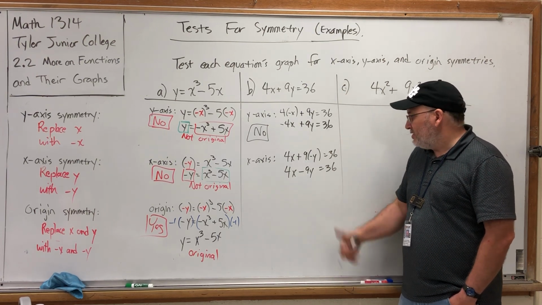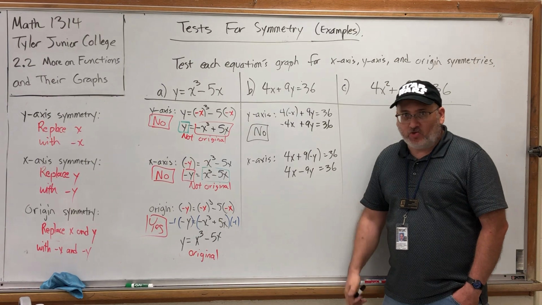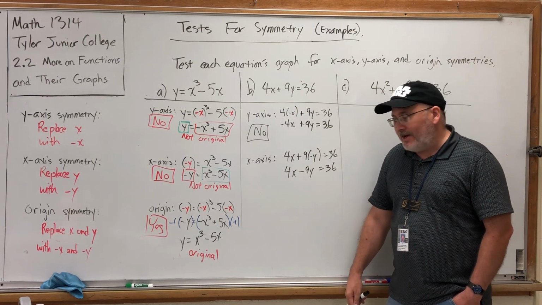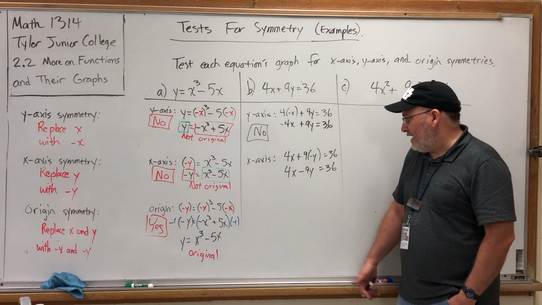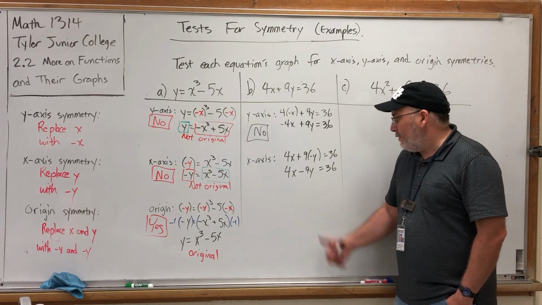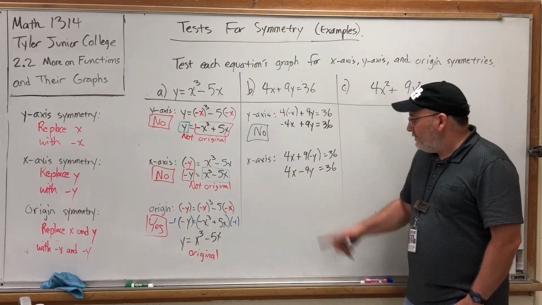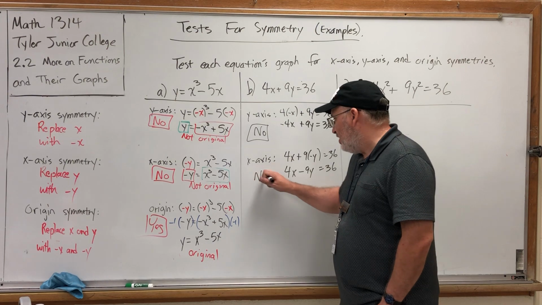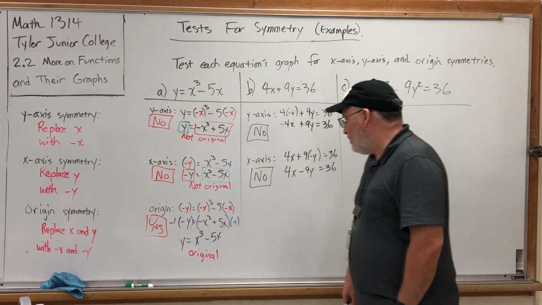Is the right side original? Yes. Since the right side is correct, but the left side is wrong, anything I do to fix the left side, well, how could I fix the left side? Multiply by -1? That would fix the y and mess up the x. This is not the original equation. This does not have x-axis symmetry.